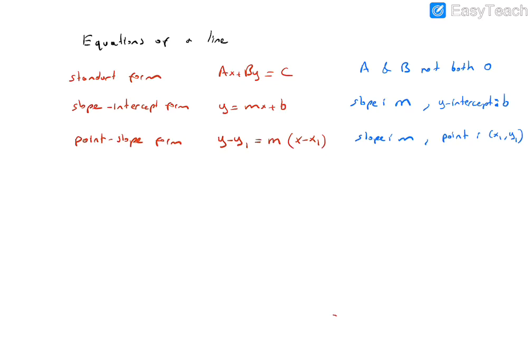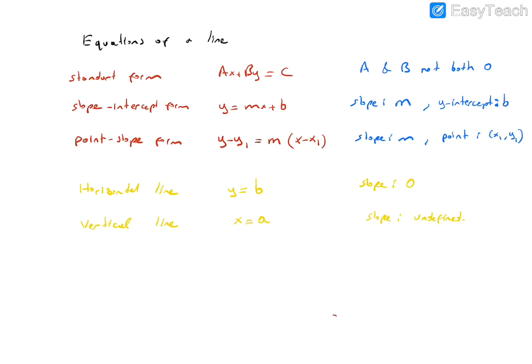We have three forms for the line, but in particular we can talk about the horizontal line and the vertical line. The horizontal line has the following form: y equals b. Here the slope is 0, as we have already mentioned. And the vertical line is x equals a. Here the slope is undefined.